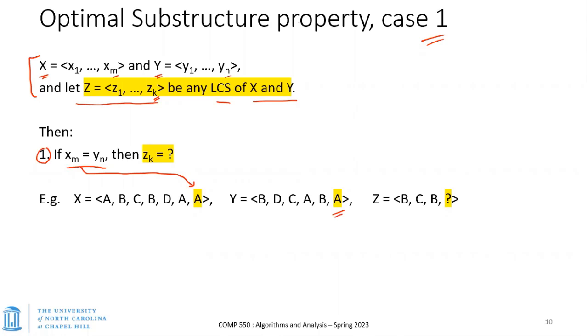And so my question to you is, in that case, if Z is the LCS of both X and Y, then what can you say about Z? Or in particular, Z sub k. Okay, so Z sub k, because Z has a length of k, the small letter z sub k, is the last character of the string Z. So any thoughts? What can you say about z sub k if x sub m is equal to y sub n?